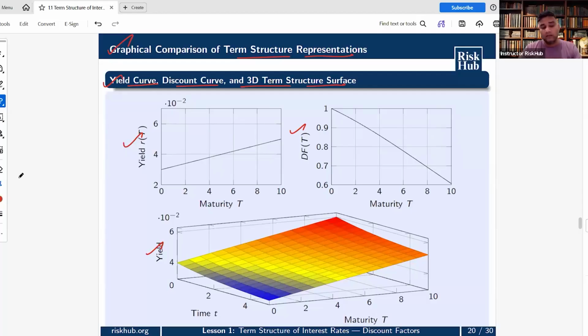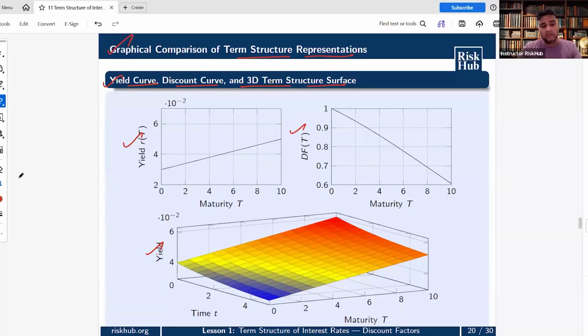Top right panel: horizontal axis maturity T from 0 to 10 years, vertical axis DF(T) from 0.6 to 1. The line falls from 1 to about 0.6. The picture shows the same information as the left panel in discount form. The two panels agree: the 5% 10-year rate and the corresponding discount factor exponential of minus 0.5 equals 0.6065, which matches the right panel at T equals 10.